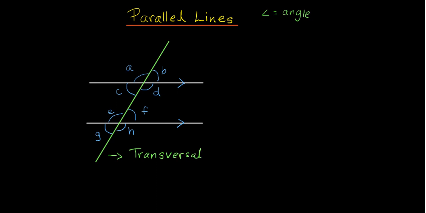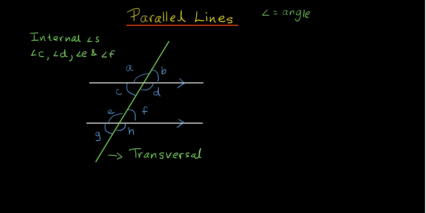Now in this case, the transversal has split the parallel lines into 1, 2, 3, 4, 5, 6, 7, 8 different angles. The angles that are in between the parallel lines are called the internal angles. So they are in between the parallel lines, and those are angle C, angle D, angle E, and angle F.